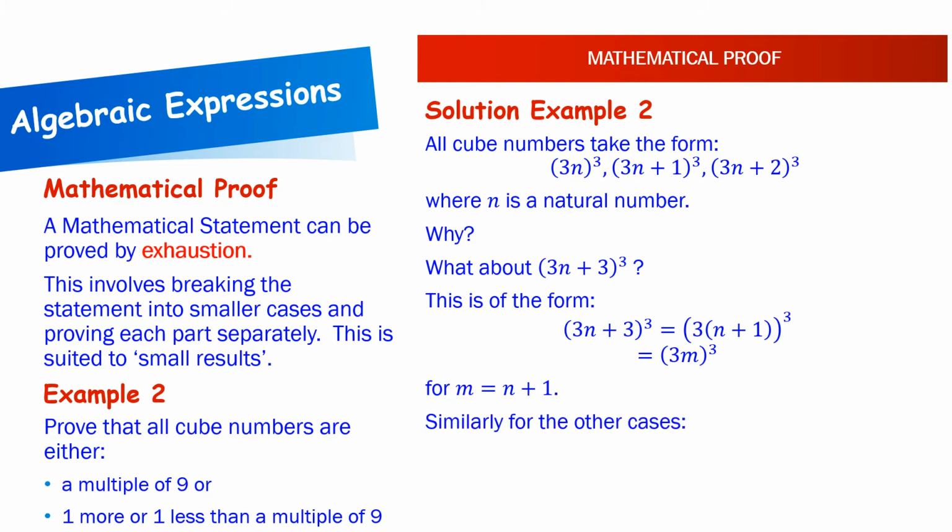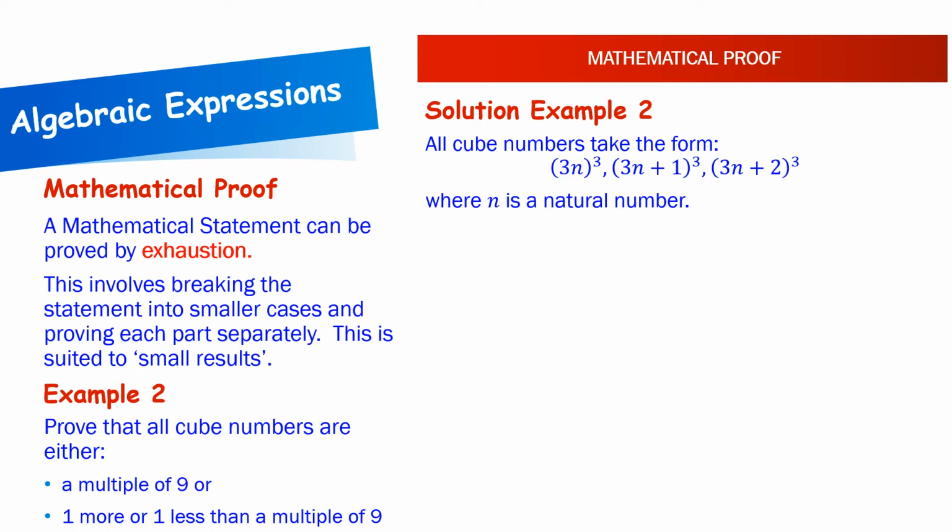Similarly, we can show this for the other cases, namely 3n plus 4 all cubed and 3n plus 5 all cubed. Have a go yourself. And so we have reassured ourselves that all cube numbers take the form 3n all cubed, or 3n plus 1 all cubed, or 3n plus 2 all cubed, for n a natural number. Let's now take a look at 3n all cubed. This equals 27n cubed, which equals 9 times 3n cubed, which is clearly a multiple of 9.